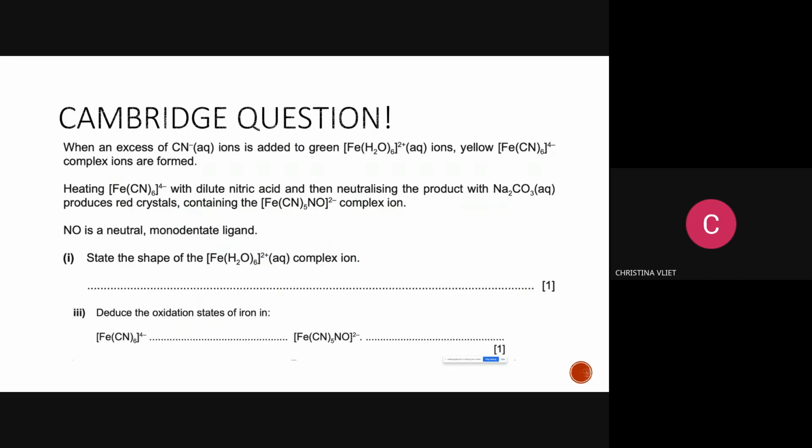It says when an excess of CN minus ions is added to green iron water ions, yellow iron complex ions are formed. Heated with dilute nitric acid and neutralized, the product produces red crystals containing [Fe(CN)5NO]2 minus. NO is neutral and monodentate. And the actual question, what's the shape of this? Oh, it says neutral. Octahedral. Worth a mark.